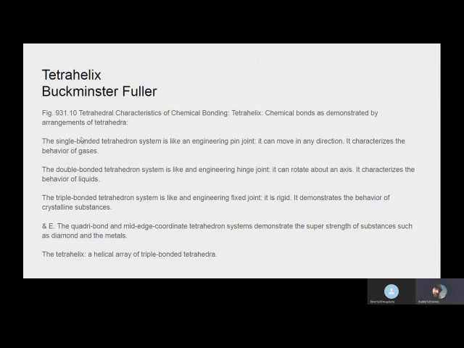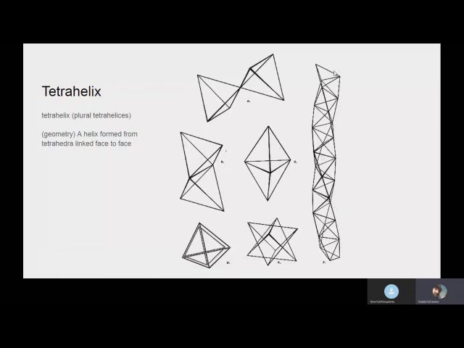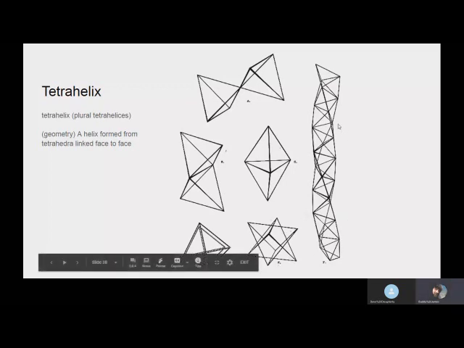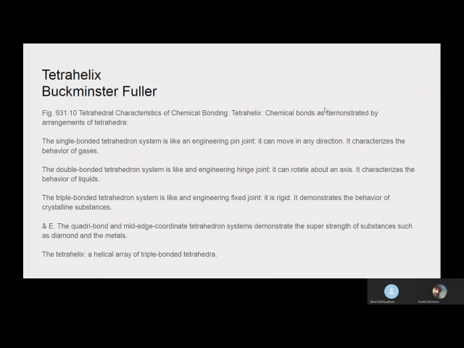Okay. The double-bonded tetrahedron system is like an engineering hinge joint. It can rotate about its axis. It characterizes the behavior of liquids. So imagine these lobed tubes, imagine charge moving through them, and as it seeks the edges, because charge seeks the edges, it rotates and cavitates and pushes, or almost thrusts, or maybe there's no resistance. Maybe there's a field aligned current inside of there and there's no resistance, but there's got to be some, and that's what we're hearing. And so these tetrahedrons are important and would move with similar geometries through 4-dimensional and 5-dimensional space.